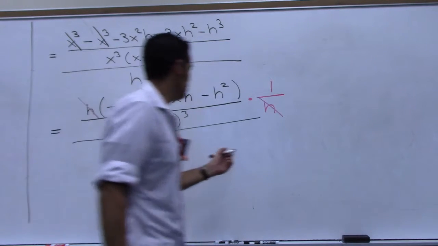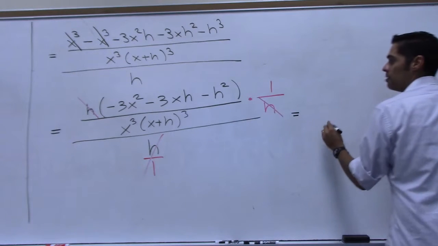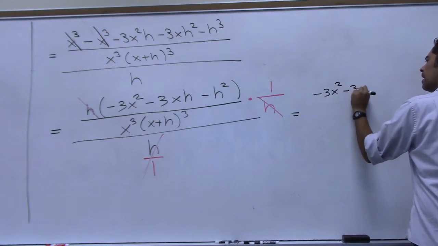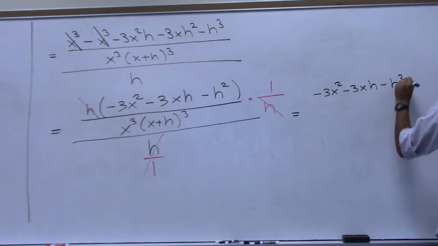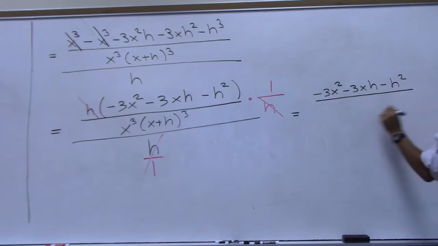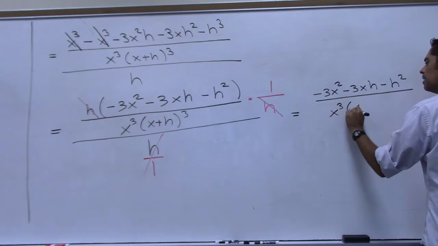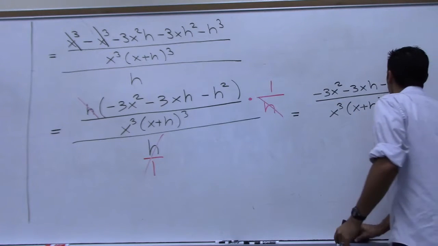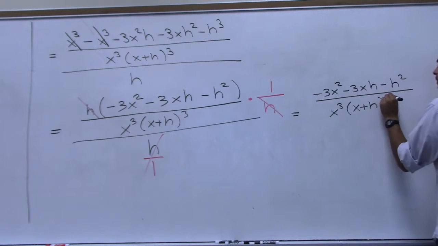You have to write it out, though. So we have negative 3x squared minus 3xh minus h squared, all divided by our common denominator, which we'd never touched. Oh, cubed. That's it.